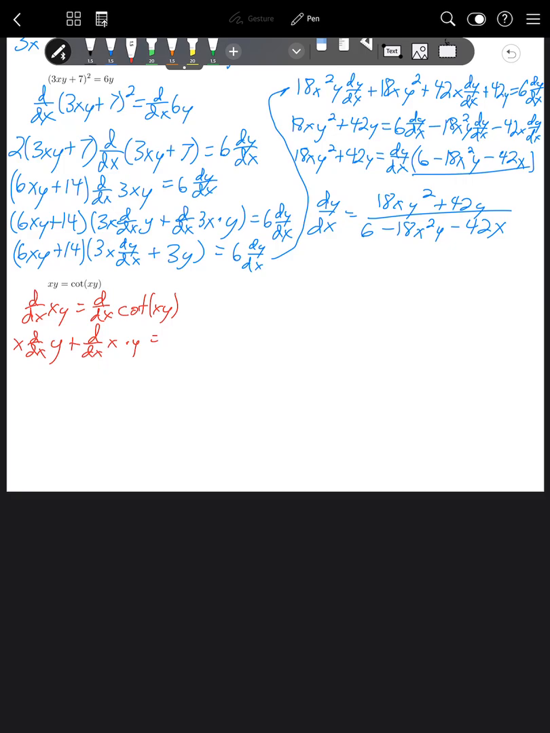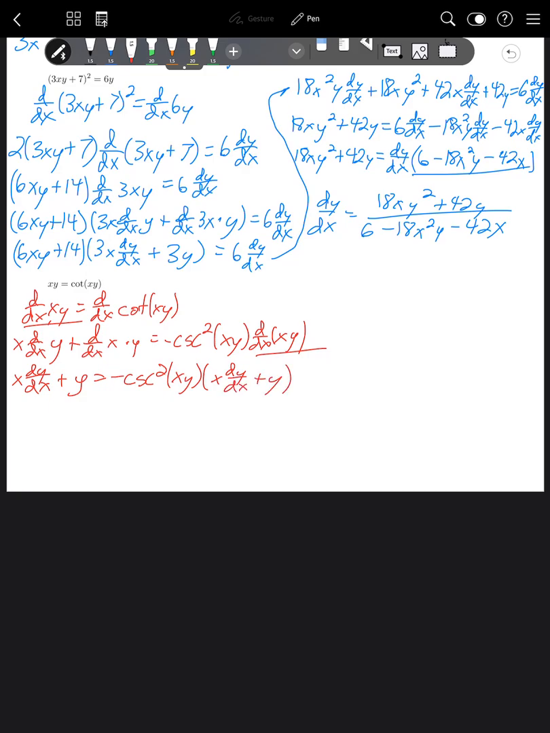So the derivative of the cotangent is negative cosecant squared xy times the derivative of xy, which is nice in a way because it's the same as what's on the left-hand side, what I did up here. So this derivative right here is going to be the same as whatever I get over here. So on this side, this is x dy/dx plus the derivative of x with respect to x is 1, so plus y. And on the right-hand side, I get the same thing multiplied by this negative cosecant squared. So x dy/dx plus y.